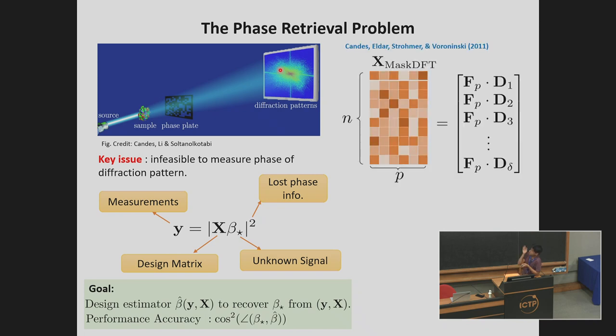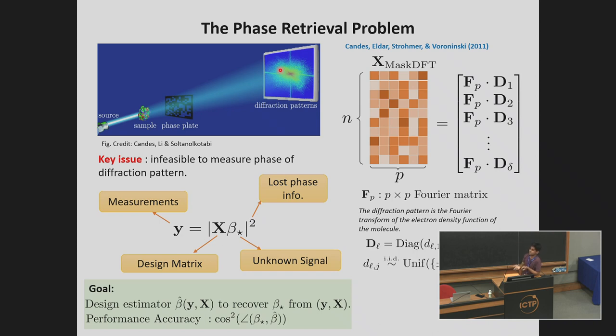So what does the design matrix look like in this problem? I mentioned this design matrix briefly, but I'll explain it again, and I'll tell you how it shows up. The design matrix in this problem consists of several blocks, and each block is a Fourier matrix multiplied with a diagonal matrix. Why does the Fourier matrix show up? It shows up because of the physics of the problem. The diffraction pattern that is captured on the sensor is the Fourier transform of the electron density function of the signal. That's why the Fourier matrix shows up in this design matrix.